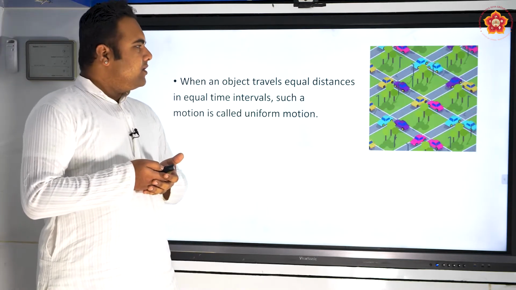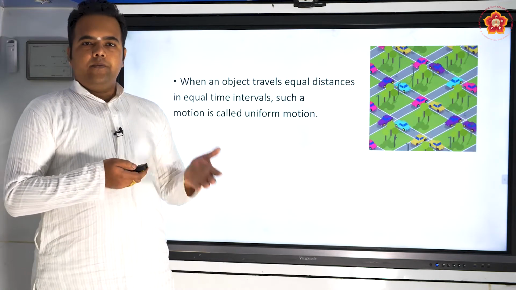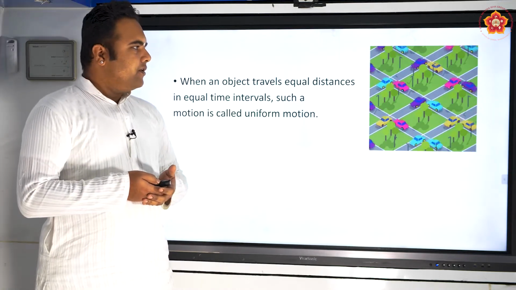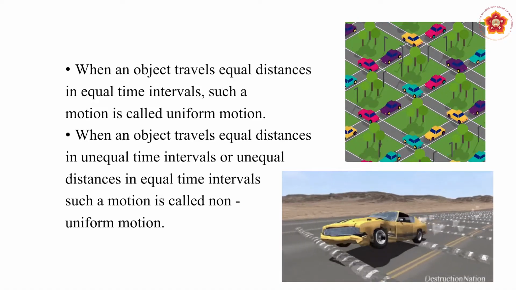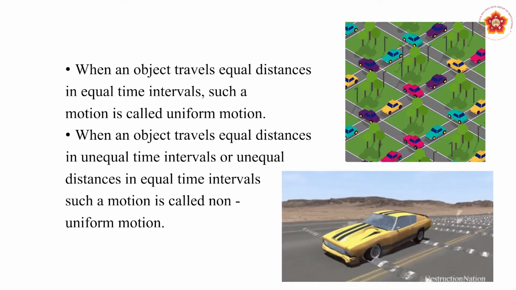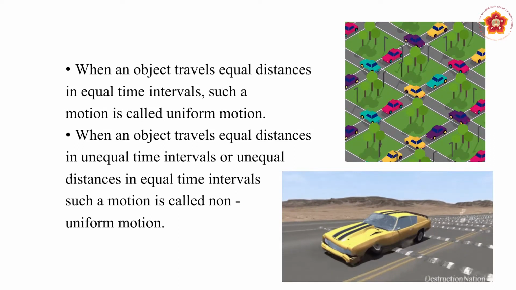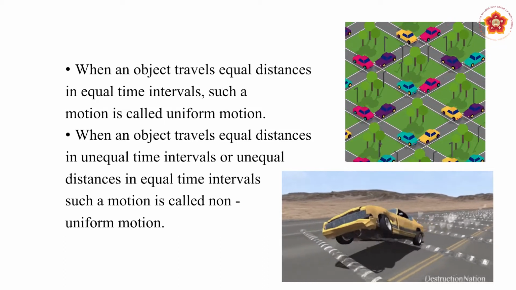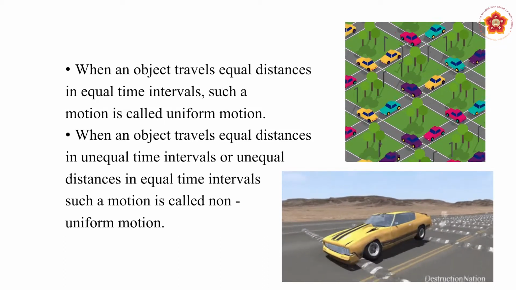When we move on the road, this is not possible because there could be traffic, there could be speed breakers, etc. So therefore, we come to the second case where we see that some objects travel equal distances in unequal intervals of time, or unequal distances in equal intervals of time. Such a motion is called non-uniform motion.